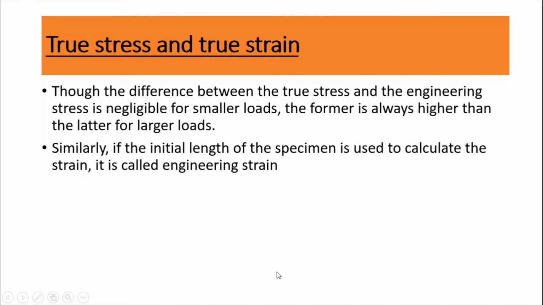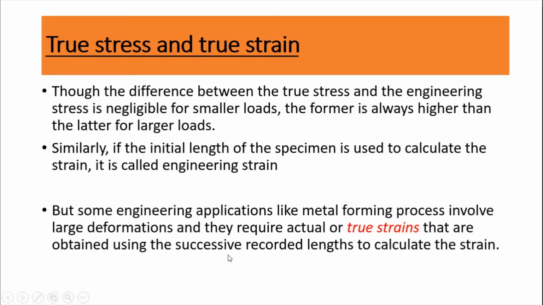Similarly, if the initial length of the specimen is used to calculate the strain, it is called engineering strain. But some engineering applications like metal forming processes involve large deformation and they require actual or true strains that are obtained using the successive recorded lengths to calculate the strain. The true strain will be equal to the integration from L original to L of dL upon L. So it is the natural log of L upon L original.